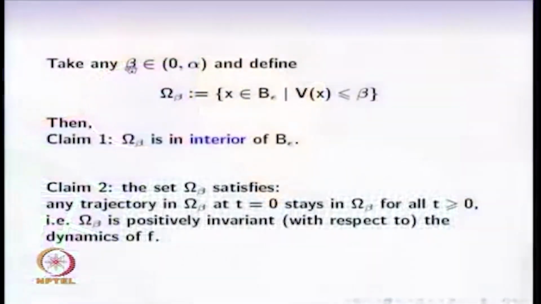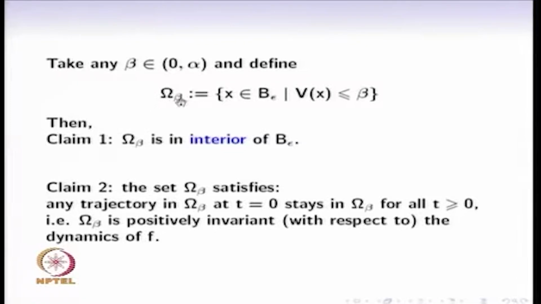So, once we have chosen some beta that is strictly less than alpha, we will define this set called omega beta, which is the set of all the points in this ball B epsilon such that V of x is at most equal to beta. Inside this B epsilon ball there are various points, and at various points the Lyapunov function takes different values. We will pick all those points where the Lyapunov function's value is at most equal to beta.